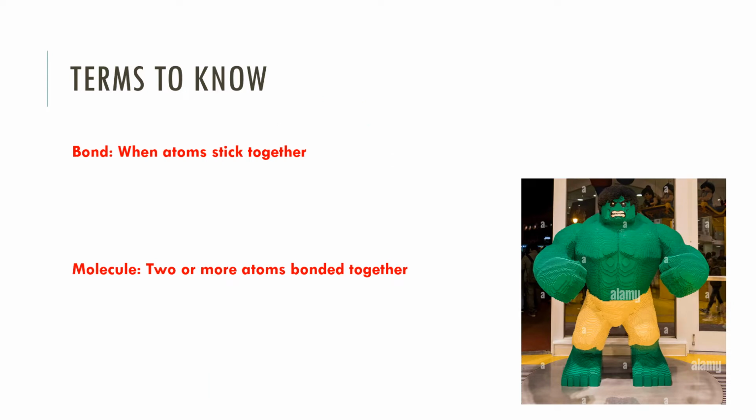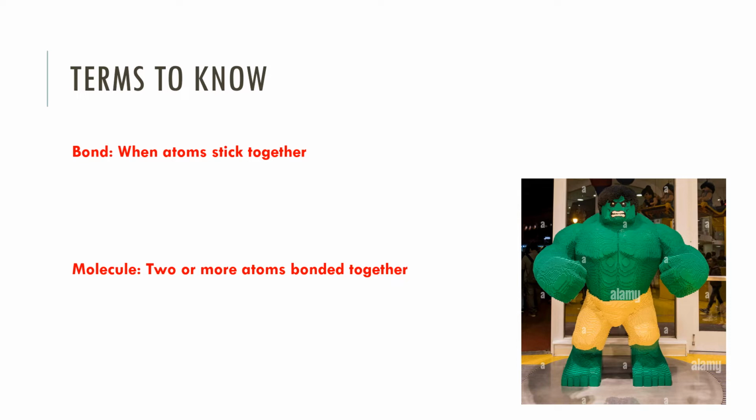Next we have a bond. So this is when atoms stick together. So when we have blue Legos, or 2 blue Legos sticking together, a blue and a yellow Lego sticking together, that would be like they're bonded together. When these elements bond together, or when these atoms bond together, we get molecules. So 2 or more atoms bonded together.